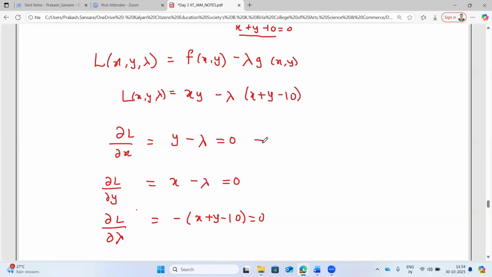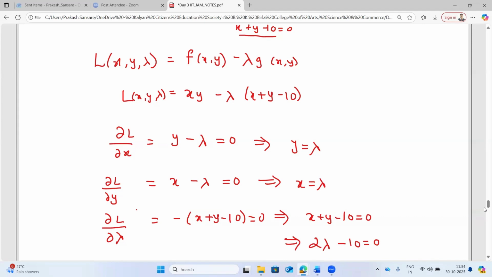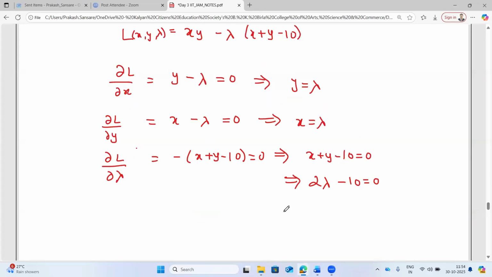Now this will give you y is equal to lambda. This will also give you x is equal to lambda, and this will give you x plus y minus 10 is equal to 0. So with y equal to lambda and x equal to lambda, if you substitute here, you'll get 2 lambda minus 10 is equal to 0, right? So this implies that lambda is equal to 5.